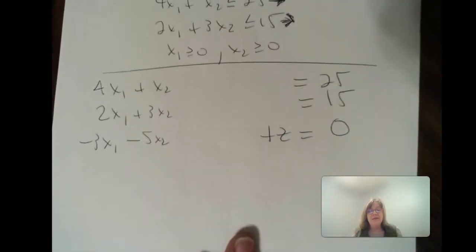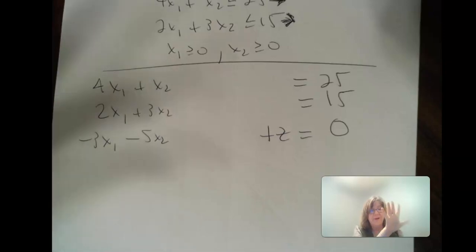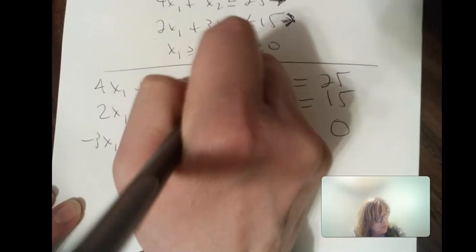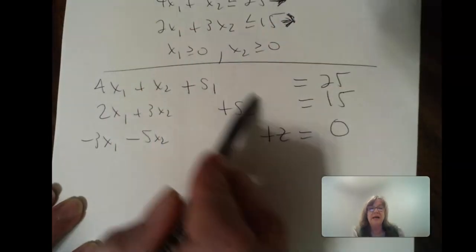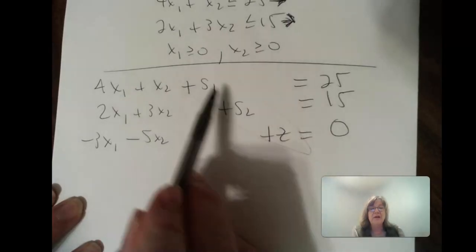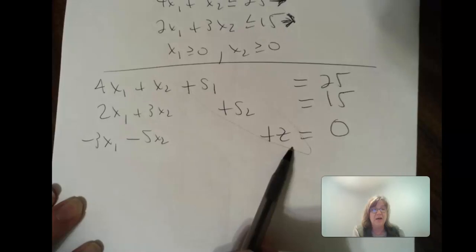Okay. And then what George Danzig did is he added his slacks. If you have 2 inequalities, you need 2 slacks. If you have 5 inequalities, you need 5 slacks. So I am going to add slack 1 to the top, slack 2. And you'll notice you should get a diagonal made out of slack 1, slack 2, and your z. So when you make your matrix, you're going to have a diagonal of 1s with 0s.